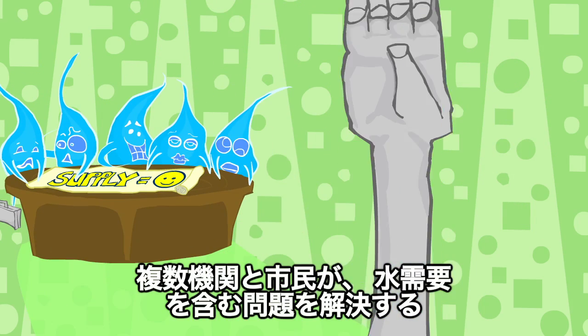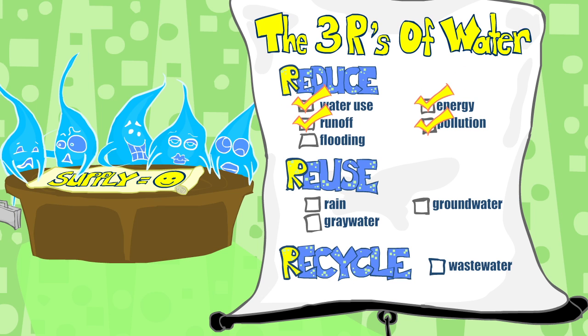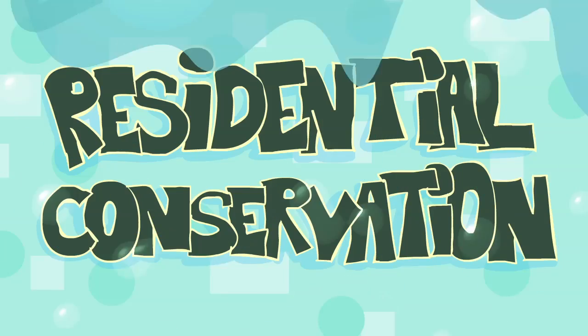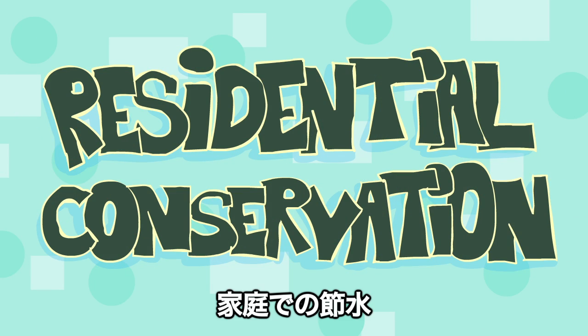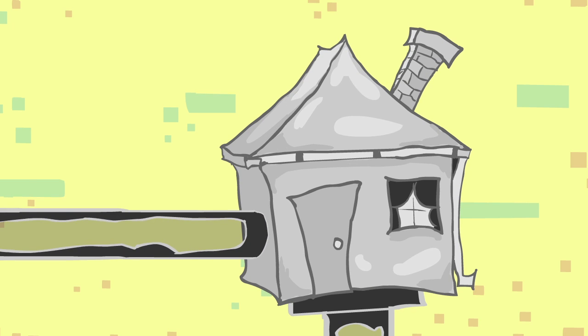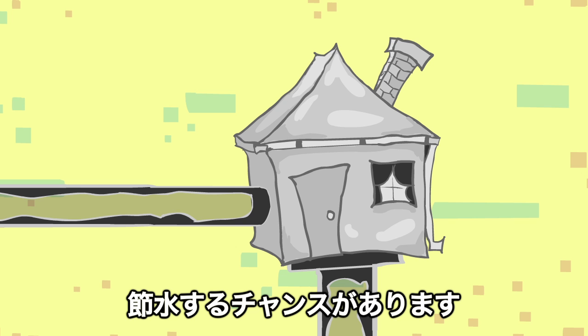True integrated water management means holistic reform that integrates multiple agencies and members of the public and solves multiple problems beyond just meeting our ever-increasing water demands. If we take a closer look at how we use water at home, there are many opportunities to conserve and minimize our own water footprint.